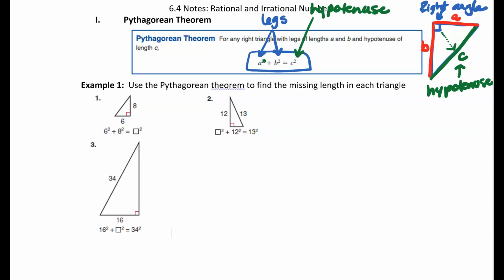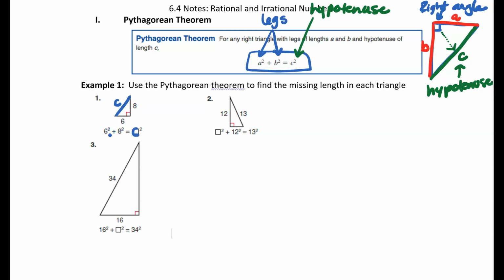So let's go ahead and do some examples. So example 1, we've got this triangle with legs 6 and 8. I know they're legs because those are not the hypotenuse. That's not the longest side. And it says use the Pythagorean theorem to find the missing length. So I'm going to call this one C. And we started right down here with the Pythagorean theorem. So we did 6 squared plus 8 squared equals, and we're going to call that c squared. And then we're going to go ahead and solve that.